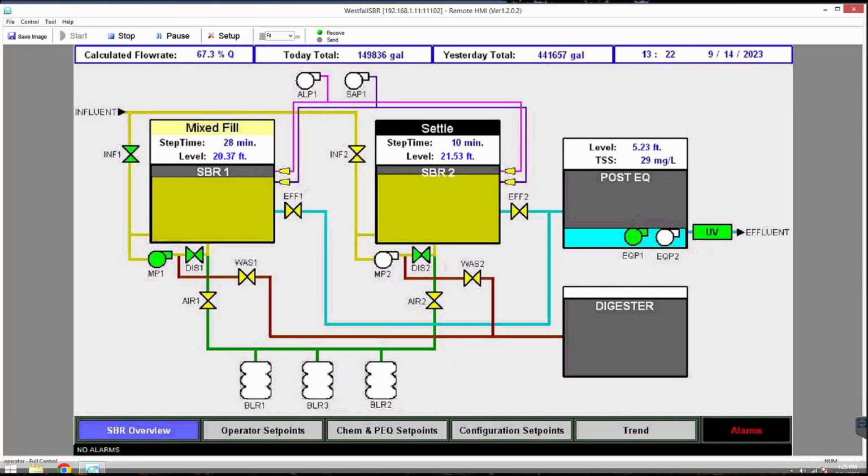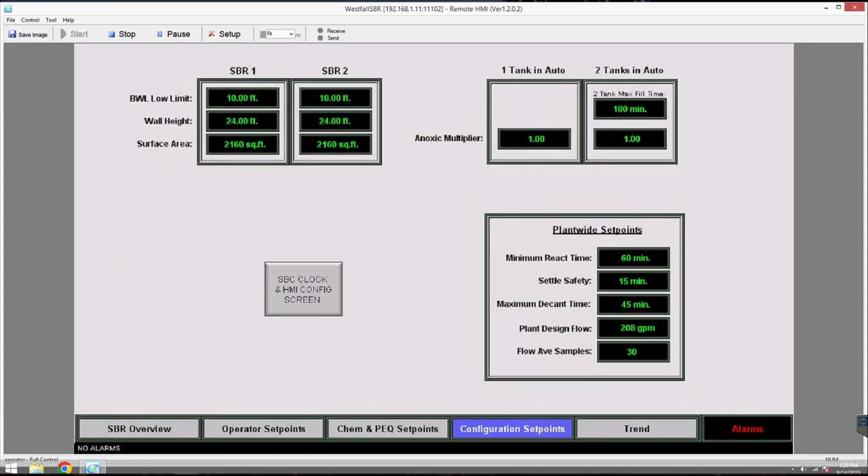The tank that's in fill, it's always looking at the level of that tank, and it's looking at the level over the last however many minutes, let's say 30 minutes or so. And it's looking at the change in level over that 30 minutes. It knows the surface area of that tank, and so it calculates, based on that, an influent flow rate.